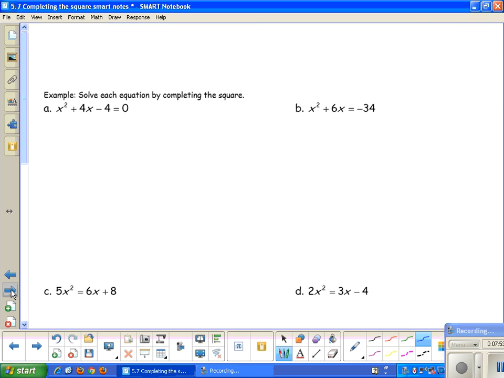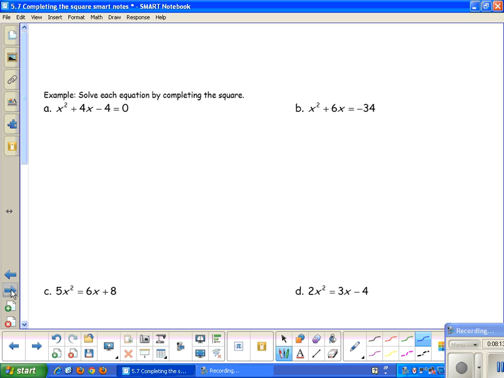So for these, it says solve each equation by completing the square. So for this problem, look at this. If I want to complete the square, the first thing I would want to do is take that 4 and put it on the other side.